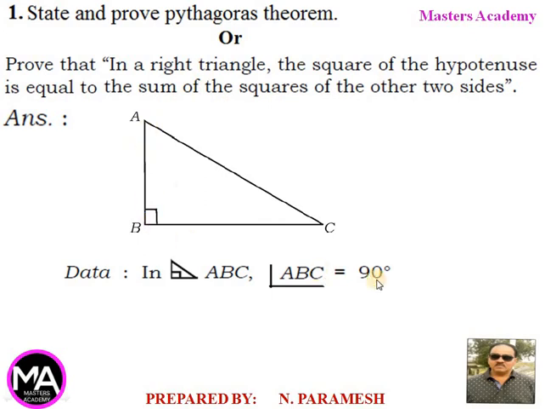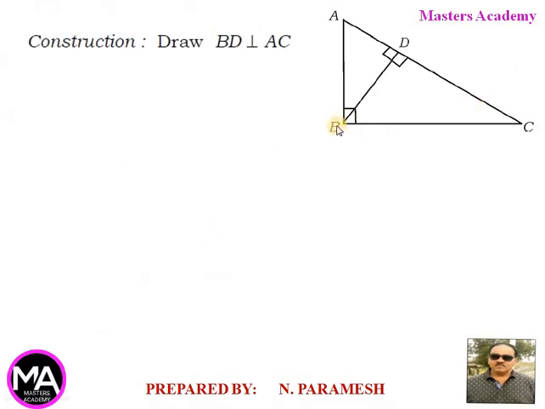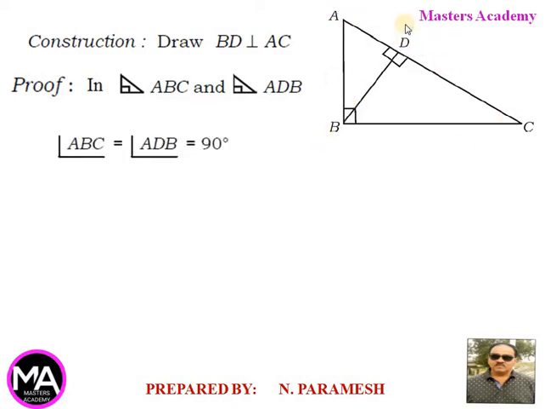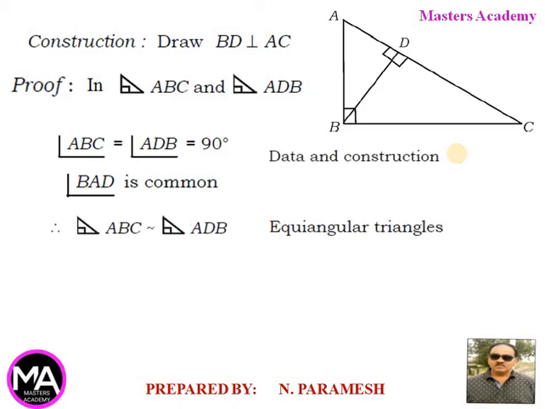In triangle ABC, angle ABC is equal to 90 degrees. To prove: AB square plus BC square is equal to AC square. Construction: draw BD perpendicular to AC. Proof: in triangle ABC and triangle ADB, angle ABC is equal to angle ADB is equal to 90 degrees. Angle BAD is common. Data and construction: therefore triangle ABC is similar to triangle ADB, equiangular triangle.